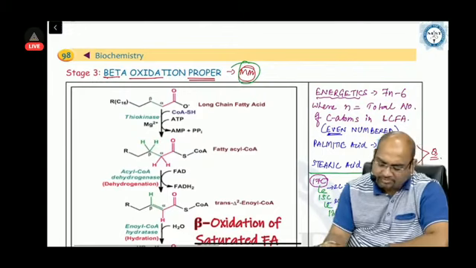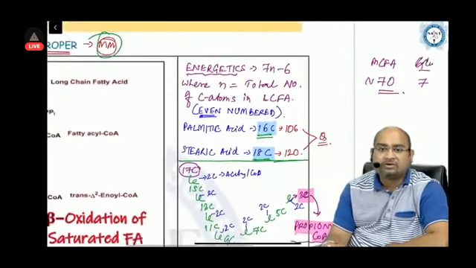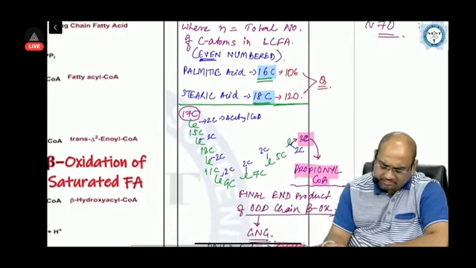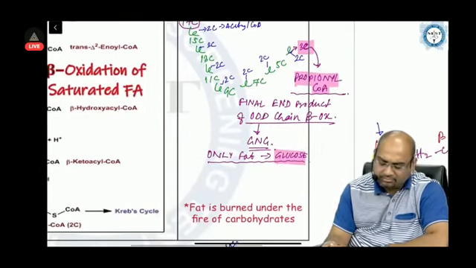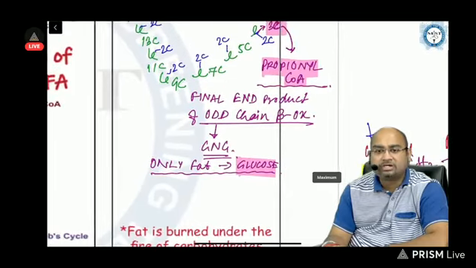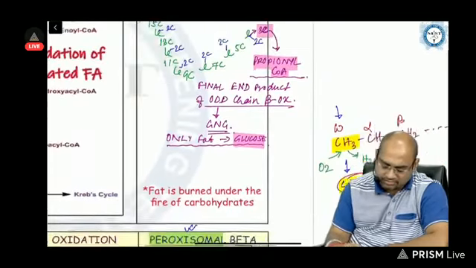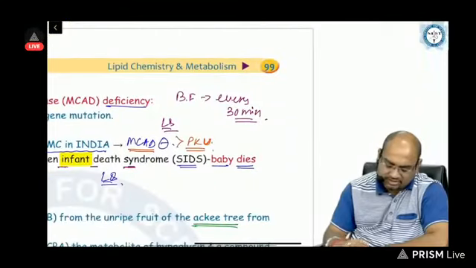From the beta oxidation proper pathway, only one old question has been asked, beta, is about this. The number of ATP that you don't have to remember, beta. Final end product of odd chain beta oxidation is propionyl CoA. Propionyl CoA is the only fat that can be converted to glucose. We have seen this. Coming to the disorders, beta.